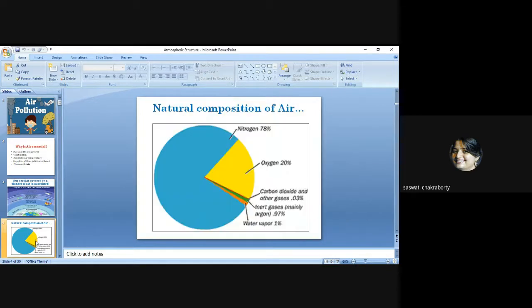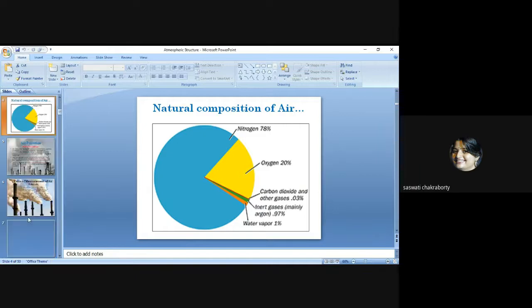Now, this is the natural composition of air. Normally, the air we breathe, the air in which we live, consists of near about 78% nitrogen, near about 21% oxygen (20.98 actually), and the rest is carbon dioxide and other gases. Inert gases are near about 1%, and water vapor is 1%. Although the water vapor, carbon dioxide and other gas concentrations vary according to temperature and locality.